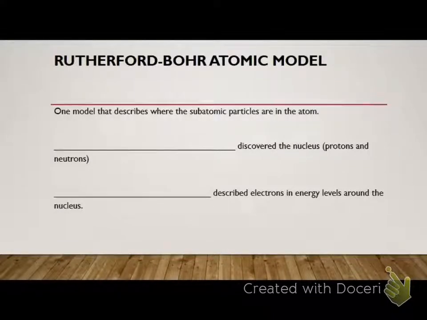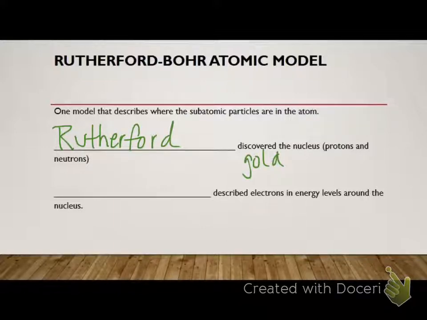All right, so this lesson is going to be really short. We're going to mostly talk about how to do average atomic mass, but before we do that, we talked a little bit about that in the last lesson, but Rutherford, of course, he was the one that discovered the nucleus, and he did that with the gold foil experiment. But in this case, there's the Rutherford-Bohr model. So he discovered the nucleus. Remember, that was the gold foil experiment.